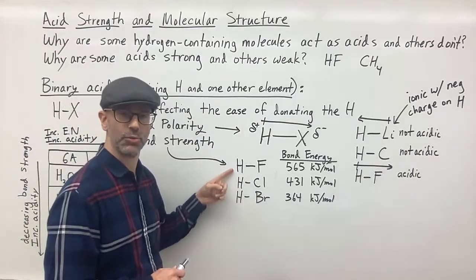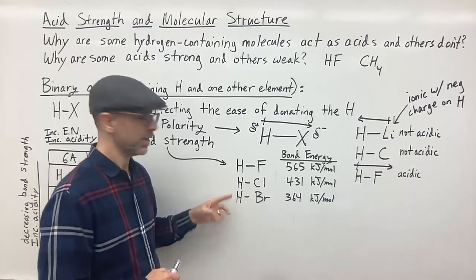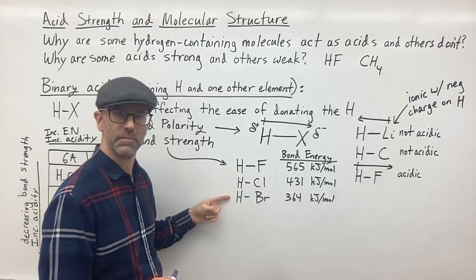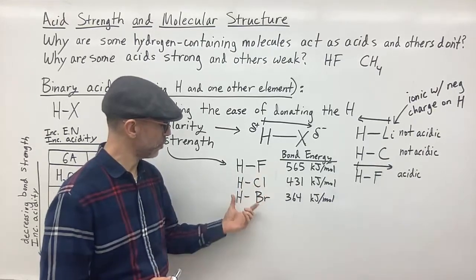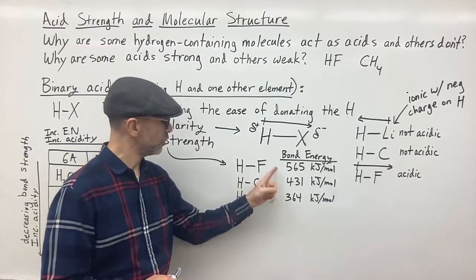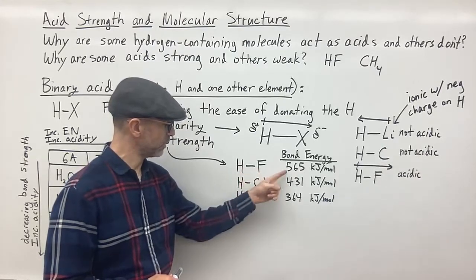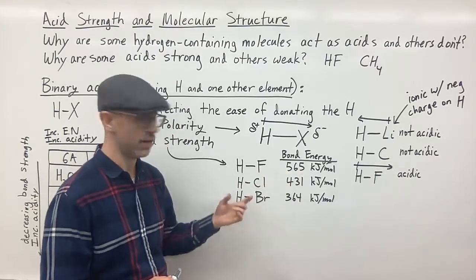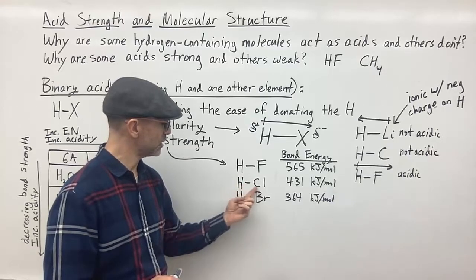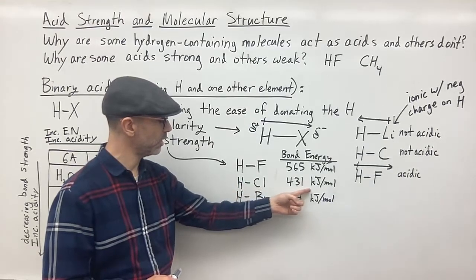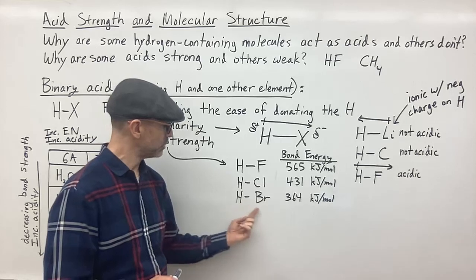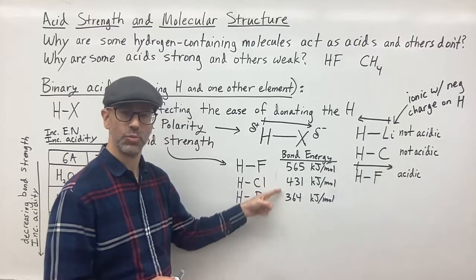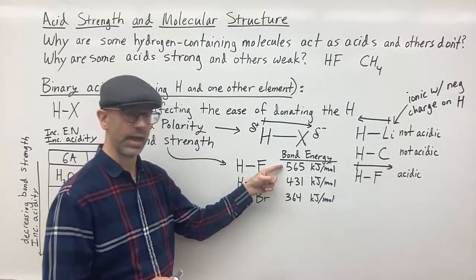So here we have the three acids, and we have HF, hydrofluoric acid, hydrochloric acid, and hydrobromic acid. And here we have the bond energies for each of these. And you can see that the bond energy for HF is larger than the other two. So 565 kilojoules per mole for HF bond. For an HCl bond, it's 431. And then for a HBr bond, it's 364. So these two have a much weaker bond compared to that of HF.